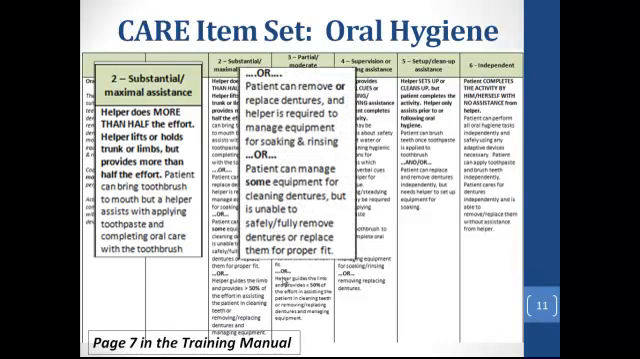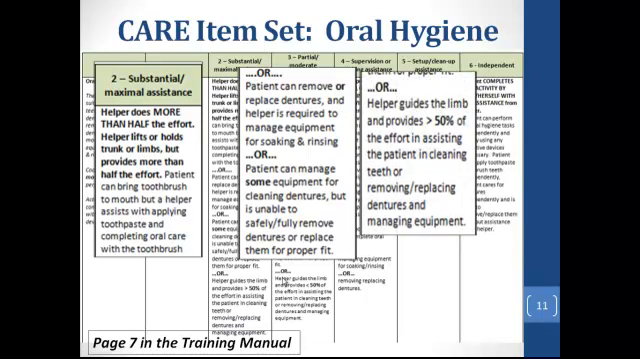Or the patient can remove or replace their dentures, but the helper is required to manage equipment for soaking and rinsing. Or maybe they can manage some equipment, but they're unable to safely or fully remove dentures or replace them for a proper fit. Or the helper may provide guidance to the limb and provides greater than 50% of the effort in assisting the patient to clean their teeth or remove or replace dentures.